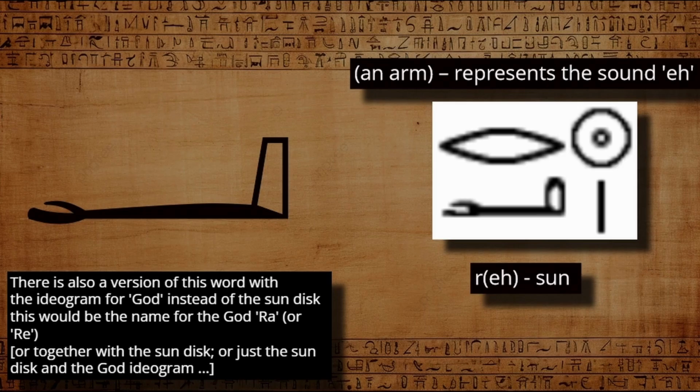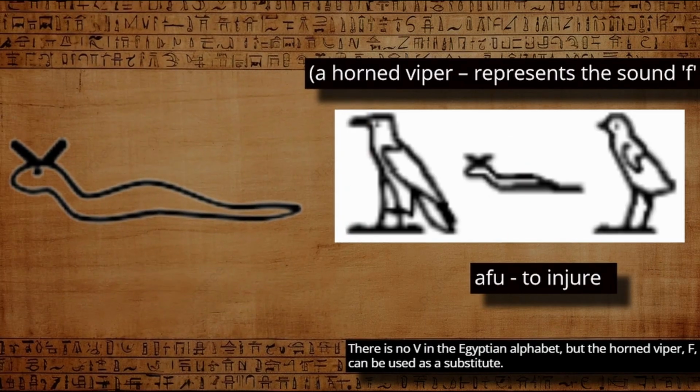Oh look, a snake. Specifically, a horned viper. Fascinating, right? Again, apologies for the image quality. So, from left to right, we have got our vulture, R, followed by the horned viper, and finally an adorable quail chick, which stands for U. Later on we will see another sound it can represent. Together, these form the word afu, which means to injure. Interestingly, the ancient Egyptians didn't have a distinct V sound, but the horned viper was often used in its place.